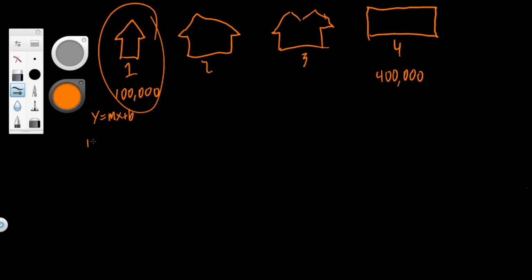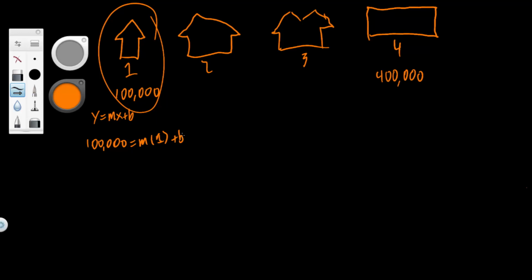So I'd be saying 100,000 equals m, which is unknown. We don't know that slope, although hopefully you can guess it here. We picked easy-ish numbers. And then x for this situation is 1, plus b, which is again the y-intercept. And I think I can guess that value too. Now what would the other equation be? So try to think about that for a second.